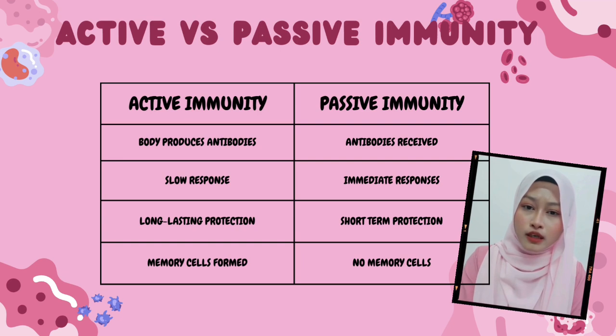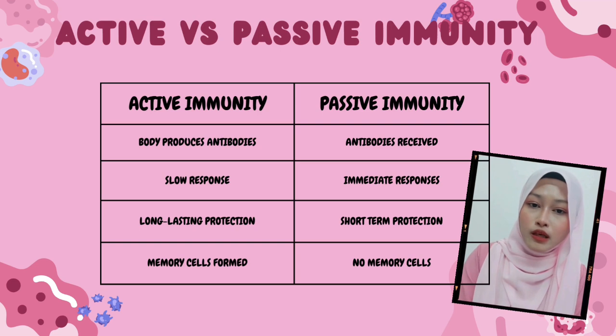Active immunity occurs when the body produces its own antibodies after exposure to an antigen, either naturally through infection or artificially through vaccination. This process takes time to develop, but provides long-lasting protection because memory cells are formed, allowing the immune system to respond faster during future exposure.